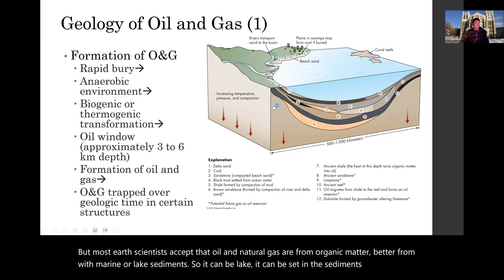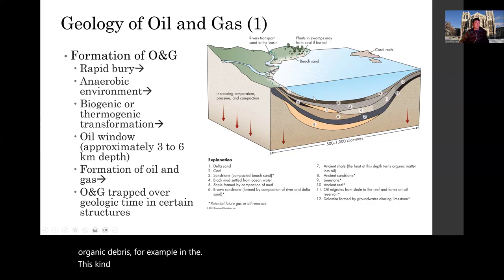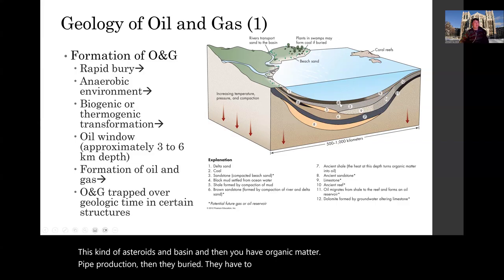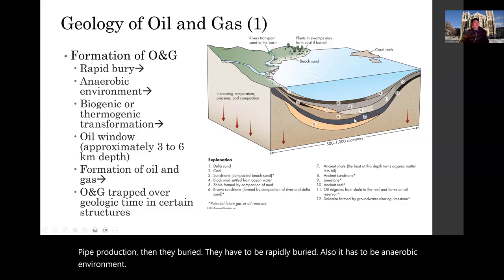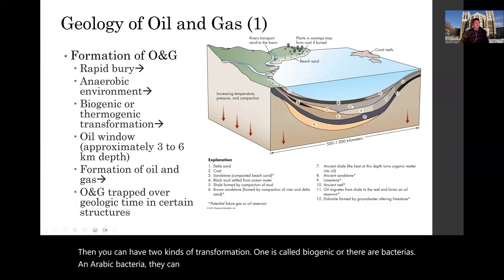First, you should have organic debris, for example, in estuaries and basins. Then you have organic matter production, and then it is buried. It has to be rapidly buried. Also, it has to be an anaerobic environment. Then you can have two kinds of transformation. One is called biogenic, where anaerobic bacteria can consume some of the hydrogen, and then they transform this organic matter into oil.